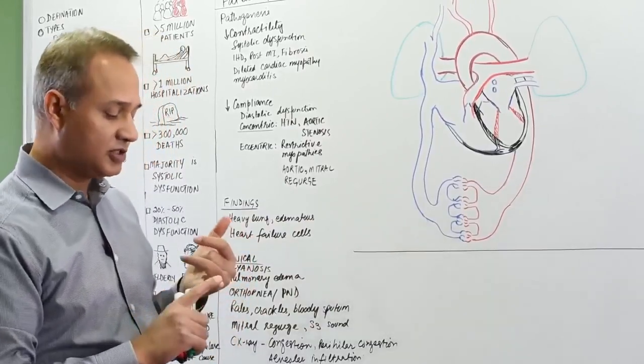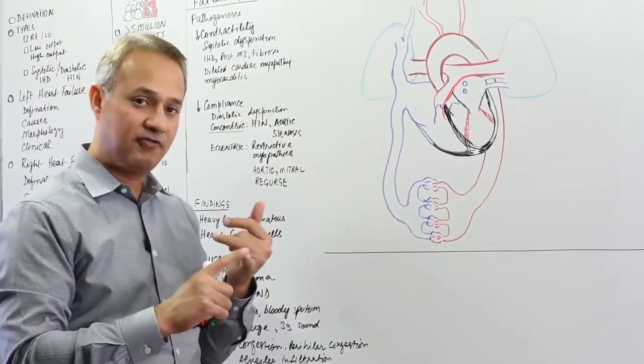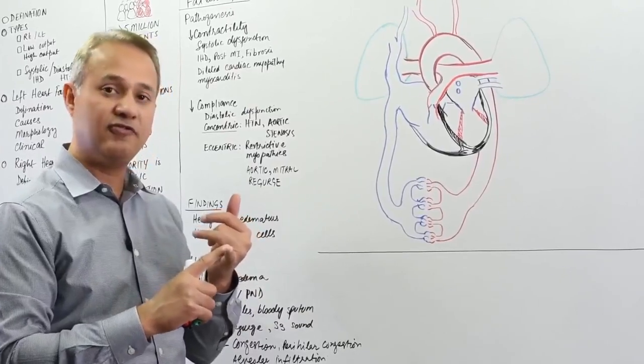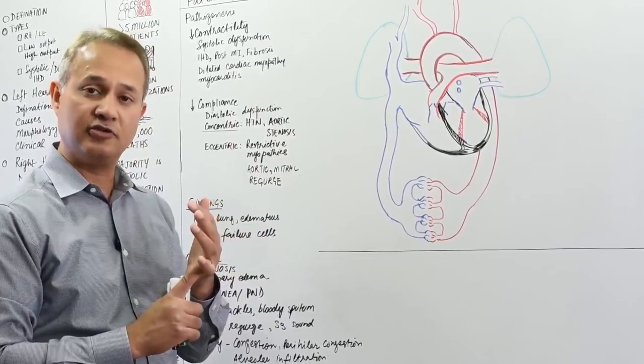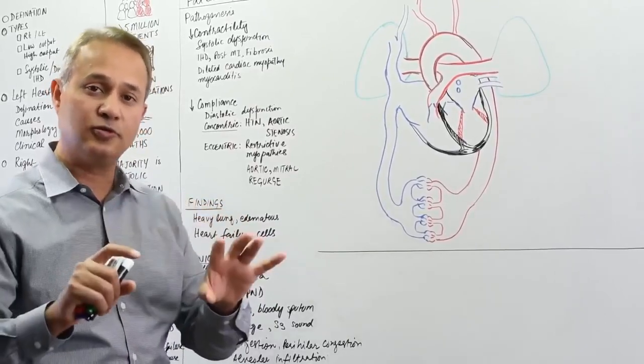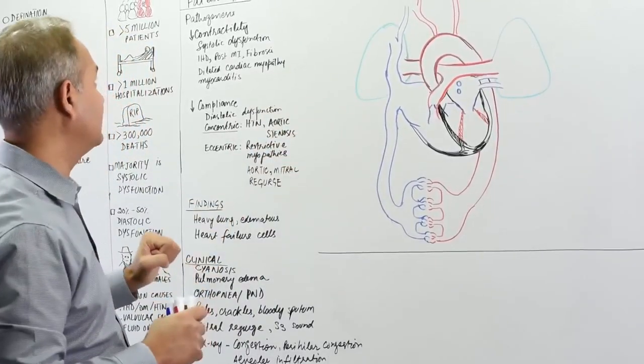The things that we need to understand now are: number one, what is heart failure? Number two, what is forward versus backward failure? Number three, what is systolic versus diastolic failure? Let's get those out of the way and then we'll talk about the left heart specifically.